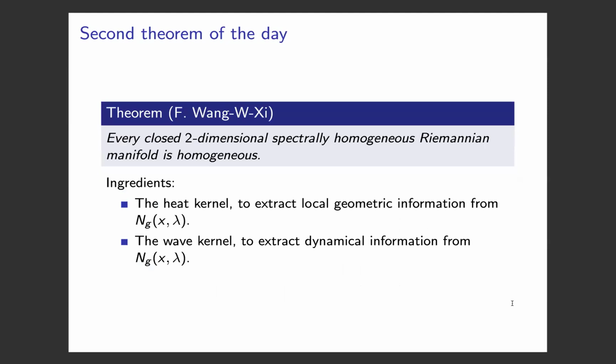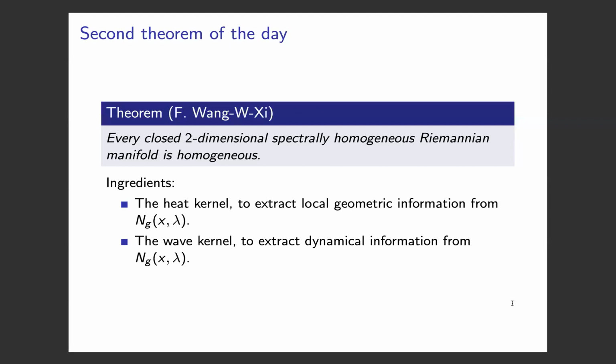But we do answer this question in dimension 2. Every closed two-dimensional spectrally homogeneous Riemannian manifold is homogeneous. Again, the proof is not too sophisticated. We use the heat kernel. We extract some local geometric information, in particular the curvature, from the local counting function. Because the local counting function is constant, the curvature is constant.